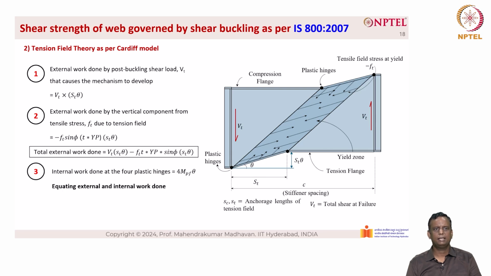Now, equating the external and internal work done, we have V of t into S of t into theta equal to F of t into T into Yp into sin phi into S of t into theta, which is basically the left hand side going to the right hand side, so negative becomes positive, plus 4 MPF into theta. Now, we can find out V of t equal to F of t into T into Yp into sin phi plus 4 MPF by S sub t. Now, the unknown in this one is the Yp, which is basically the tension bandwidth. Now, how do we find that out?